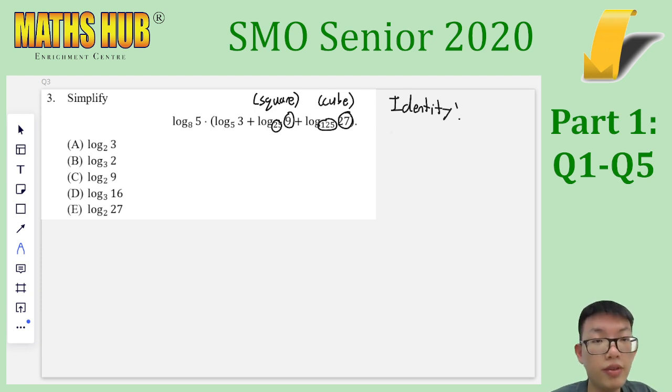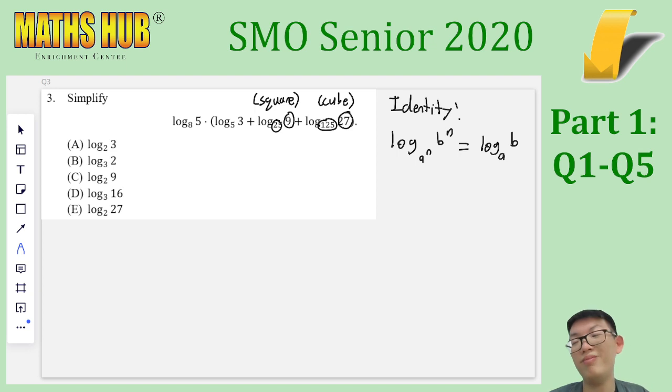You can use the fact that the logarithm base a to the power of n of b to the power of n is the same as just the logarithm base a of b. So, in a sense, you're cancelling off the power of n.